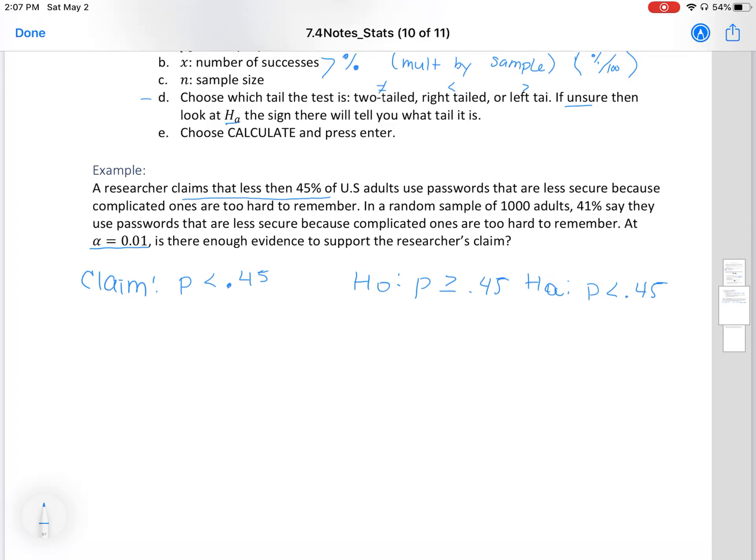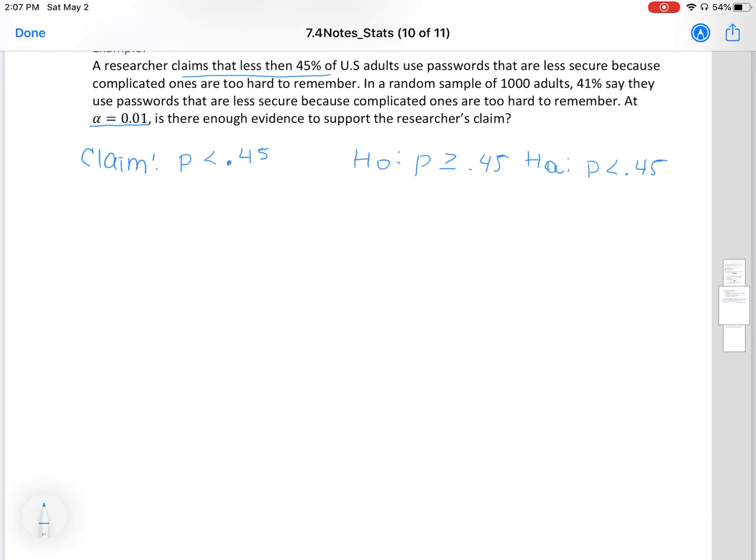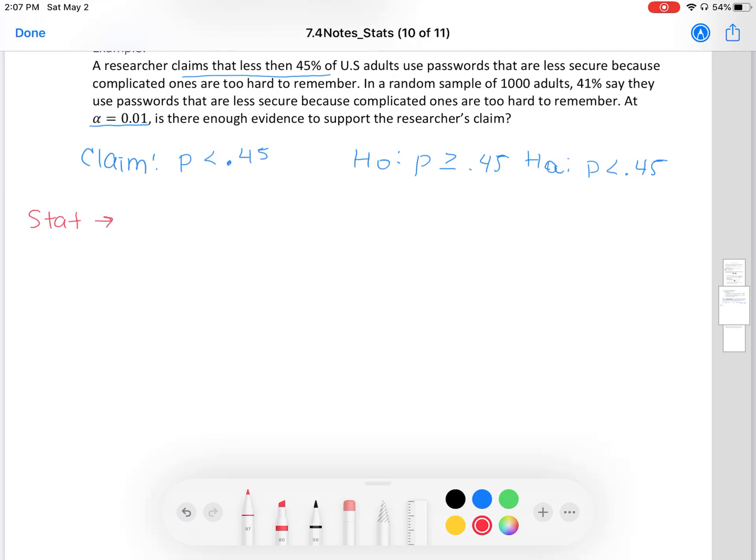All right, so now we're left to use our calculator. We want to fill out these pieces. So remember, to get there, you want to press Stat. Make sure Test is highlighted. Then you want to choose 1-PropZTest. You want to fill out your proportion from your claim, and then your X and your N that's given. Then you want to choose your tail.